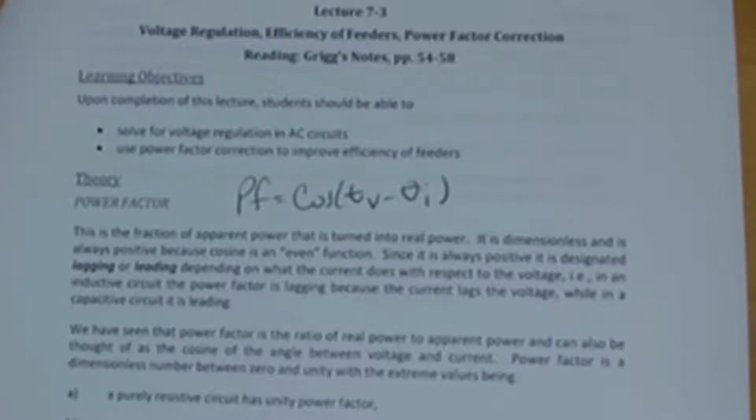It's always positive because the cosine of a real number is either going to be positive or negative, right? Since we know it's either going to be the real part plus jQ, whether Q is positive or negative, the cosine is always going to be positive. So that's why we have to use lagging and leading, so that we know whether we have an inductive load, a capacitive load, or whether Q was greater than or less than 0.